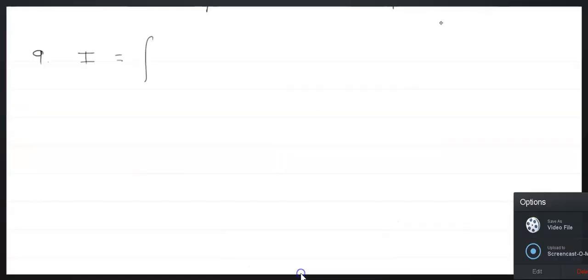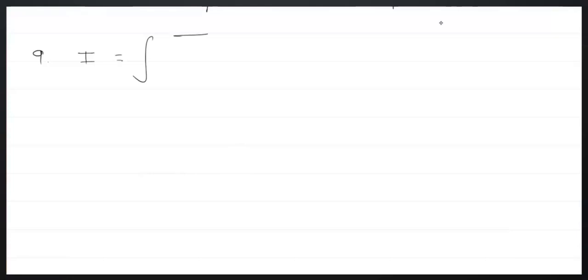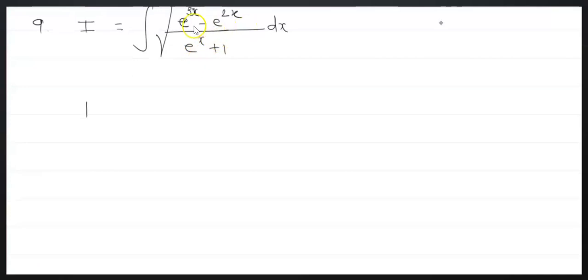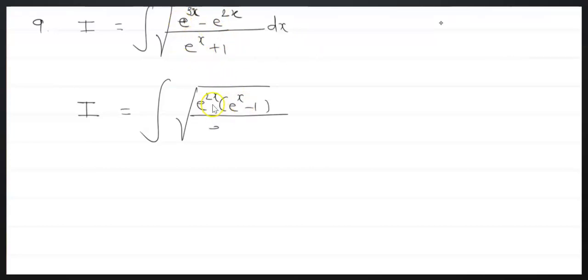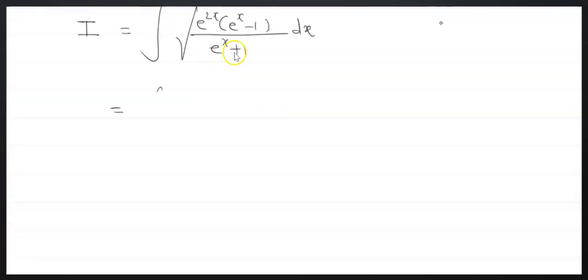Now the next is this last example. I is equals to integral in root of e raised to 3x minus e raised to 2x upon e raised to x plus 1 dx. Take e raised to 2x as common, then you will get in e raised to 2x, e raised to x minus 1 upon e raised to x plus 1 dx.